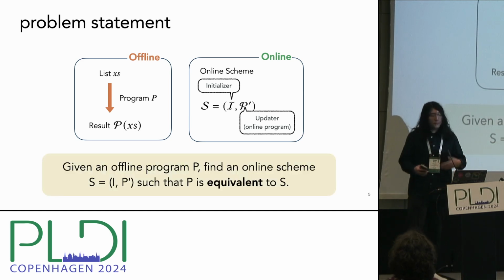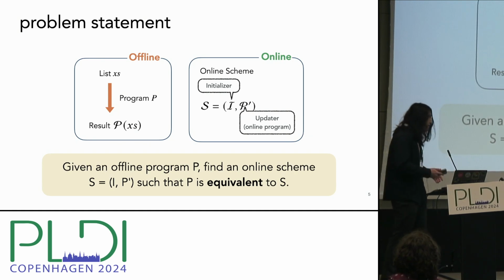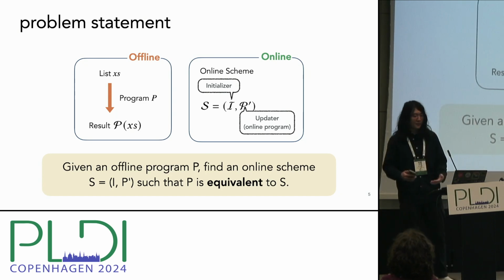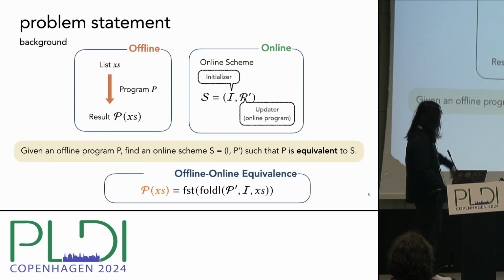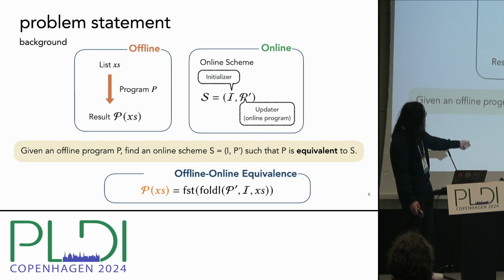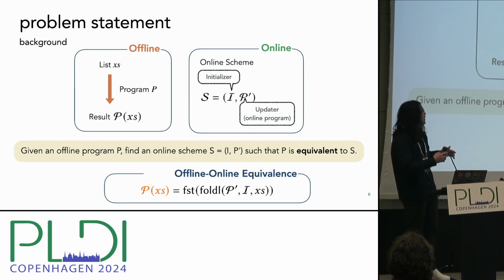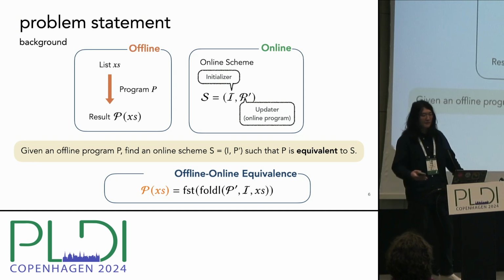Our problem statement is: given an offline program P, find an online scheme S such that P is equivalent to S. Here we have the offline-online equivalence, which basically says that the output of the offline program should match the output of the online program when we do a fold left over the stream, modeled as a list.